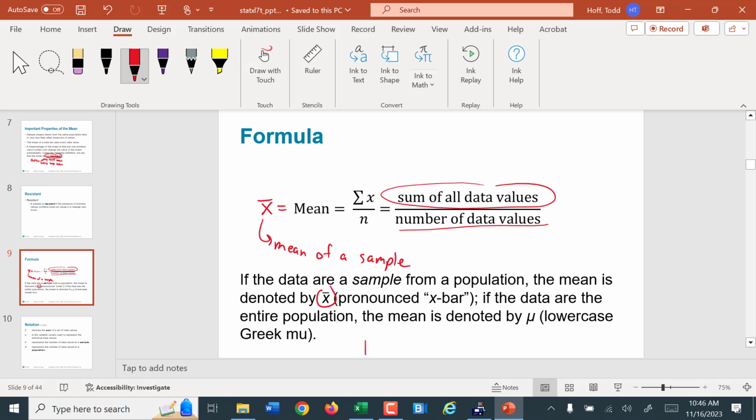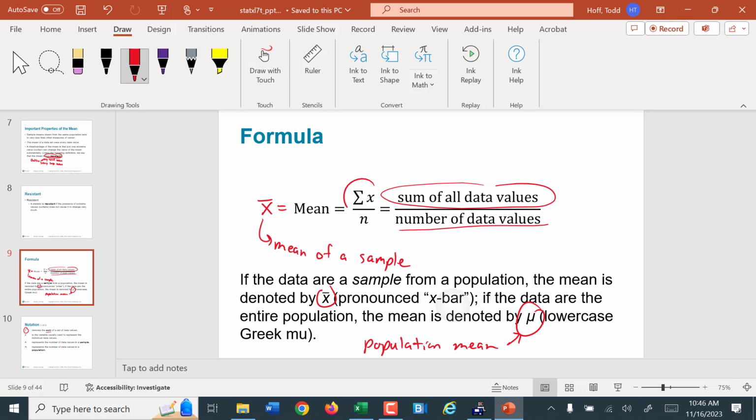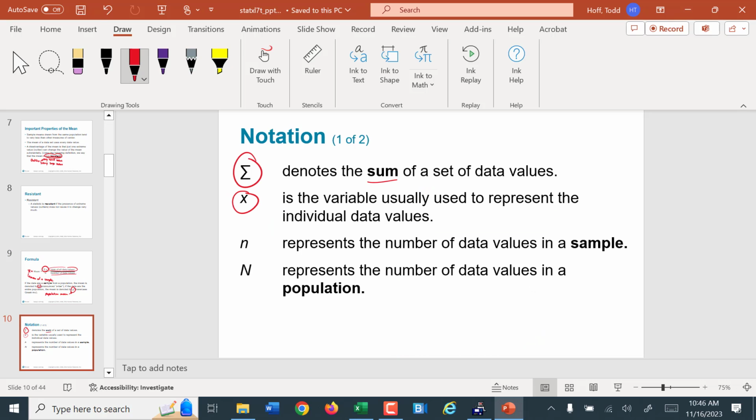If I'm talking about a population mean, we use this Greek letter mu right here. Now in this formula, there's some more notation that we should describe. This symbol here is the summation. All that means in this formula is we're adding up all of the X values. X just stands for each of the individual values. Little n is the number of data points in a sample, and big N is the number of data points in a population.